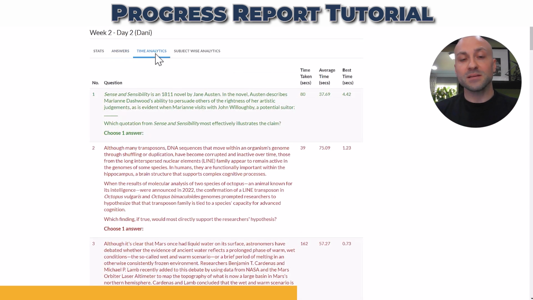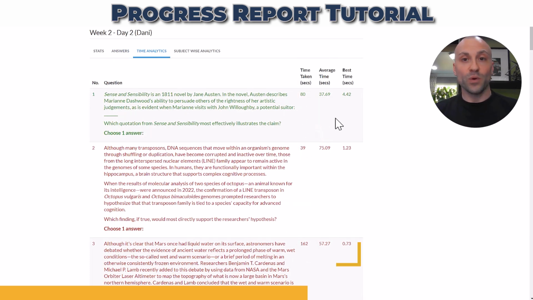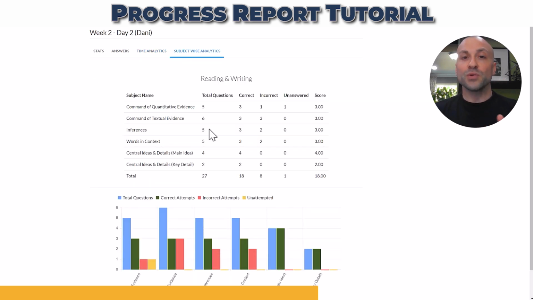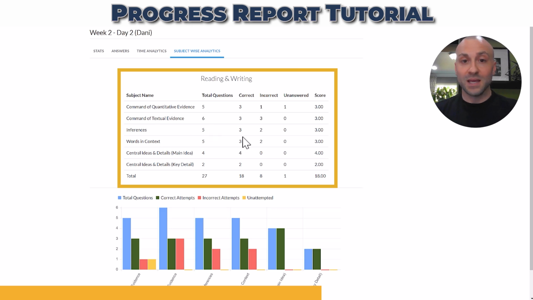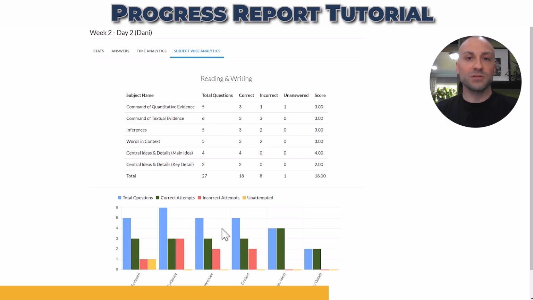And then time analytics can be pretty useful. That way you can see about how many seconds did you spend on the question, what your average time was, what your best time was. All that is pretty good information to look at. But then the best part is subject-wise analytics. So notice you have the data featured both in this table format as well as in this bar graph kind of format. It's the same exact data, just different visuals.